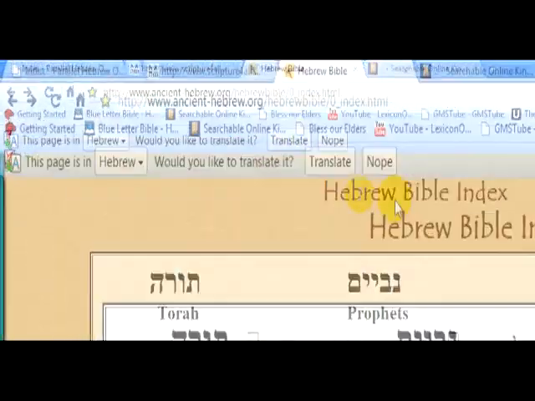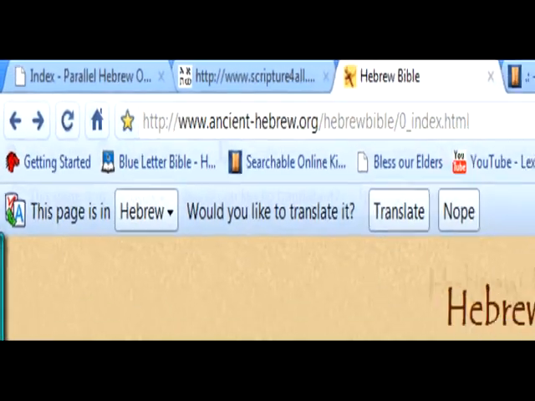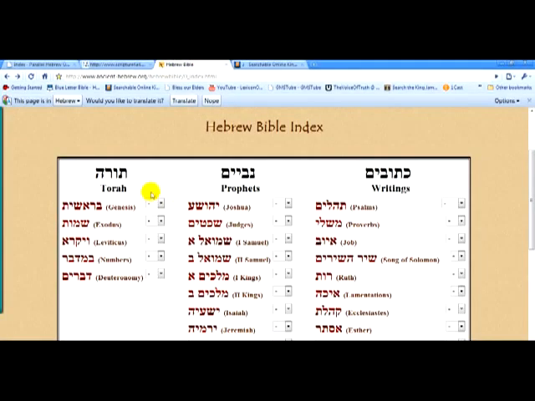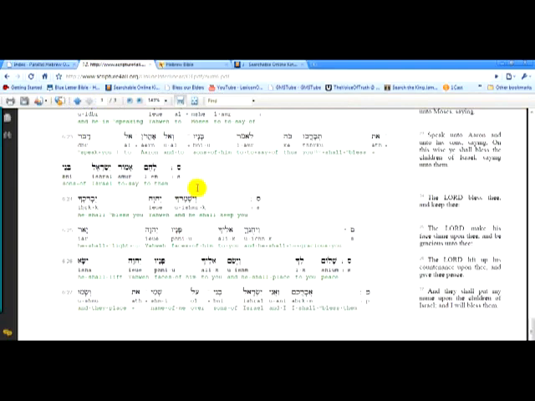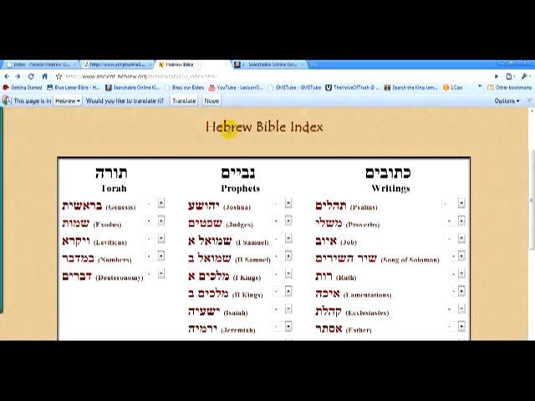Then we go here to this Hebrew Bible, and this is the actual Hebrew. Because this one here is broken up. You have to go verse by verse, and it's kind of broken up because they break down the English with it too. But on this website here, you can actually go to the actual verse and read it straight through. And that's what I wanted to do.